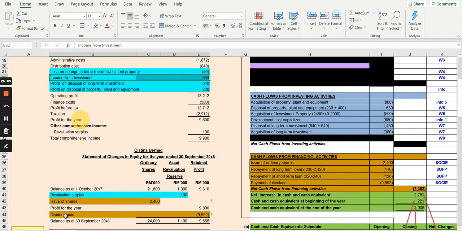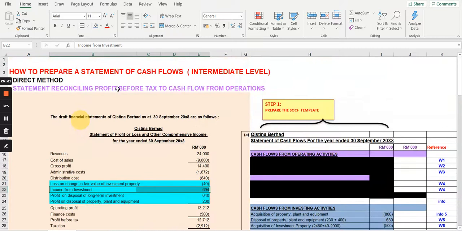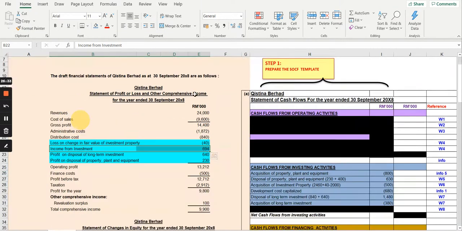And for this question, we are going to prepare a statement to reconcile that. So a statement reconciling the profit before tax to the cash flow from operation that we'll be doing. That's why I'm mentioning it, because in our last section we'll be doing the statement to reconcile profit before tax, which is our agenda here, to the cash flow from operation.